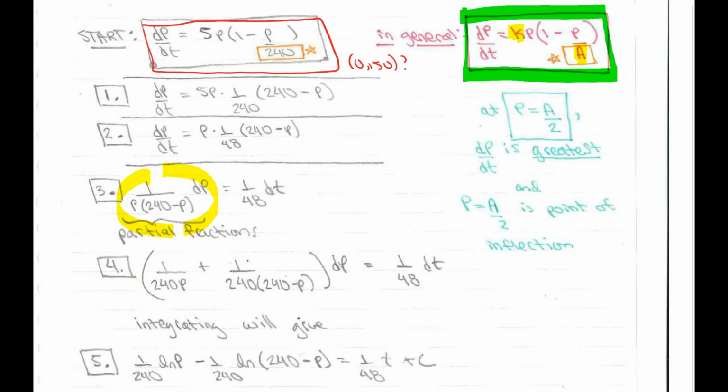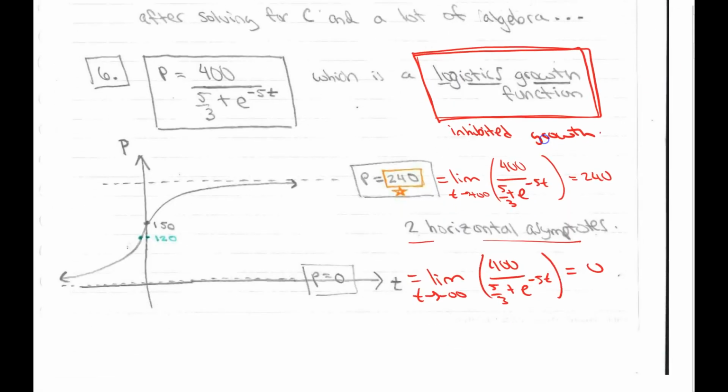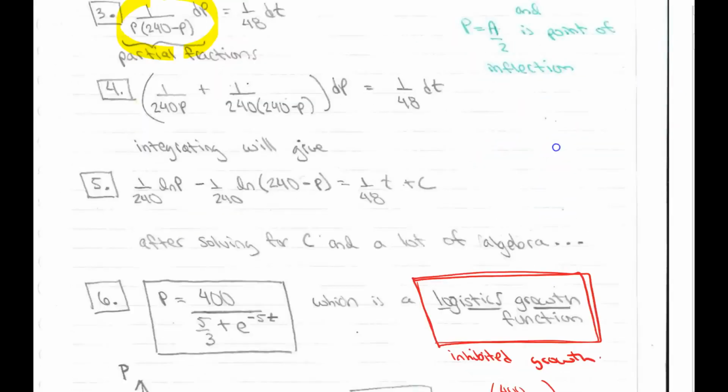Whatever this a value is, this a value right here, that is the upper asymptote. I should say the upper horizontal asymptote. So notice at the very end, when you look at this, the upper asymptote is 240. Look at the original diffie-q. Do you see here? This was 240.